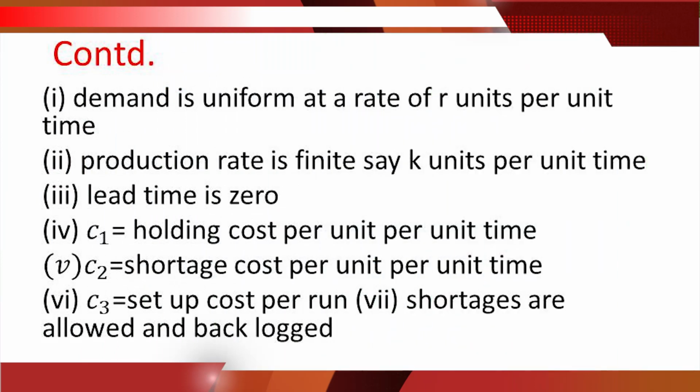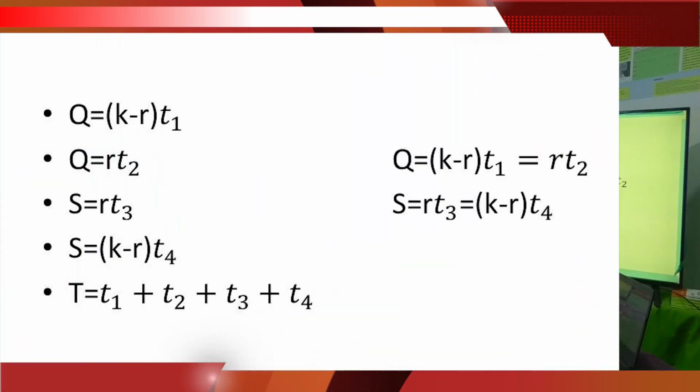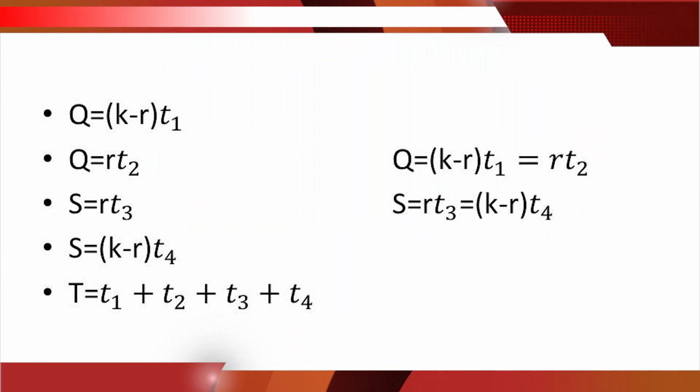Demand is uniform at the rate of R units per unit time. Production rate is finite, say K units per unit time. Lead time is 0. C1 is the inventory holding cost per unit time, C2 is the shortage cost per unit time, and C3 is the setup cost per run. Shortages are allowed and backlogged. So let us discuss this model.